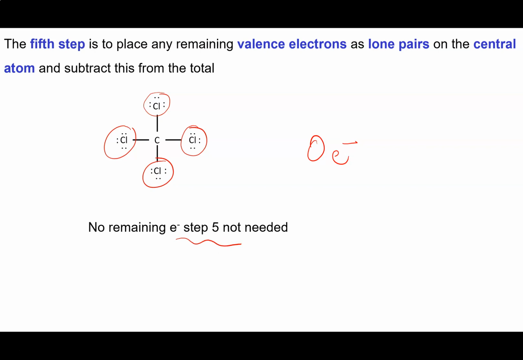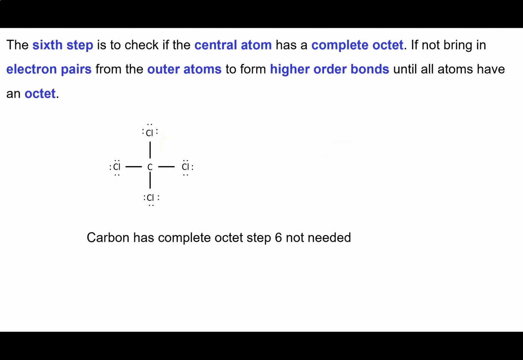Then the final step is we have to move electrons around to make sure that every atom has an octet. Now we know the outer atoms have octets because we made them that way. What we have to check is, does the central atom have an octet? And if it doesn't, what we're going to do is move in lone pairs from the outer atoms and make them shared pairs until it has an octet. Now, in our case, the carbon atom here has a share of 2, 4, 6, 8, so it's already got an octet.